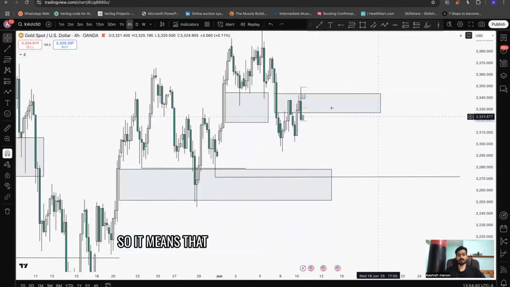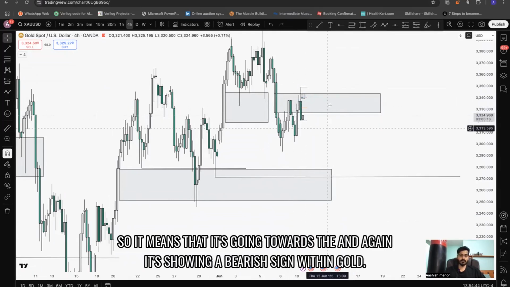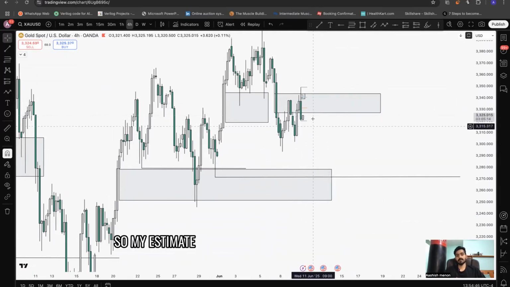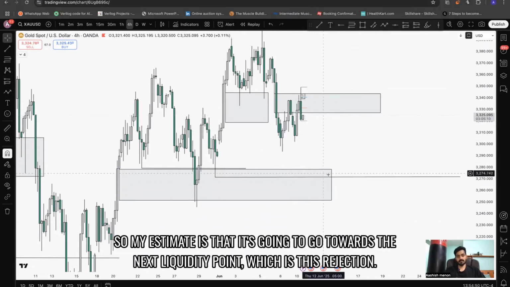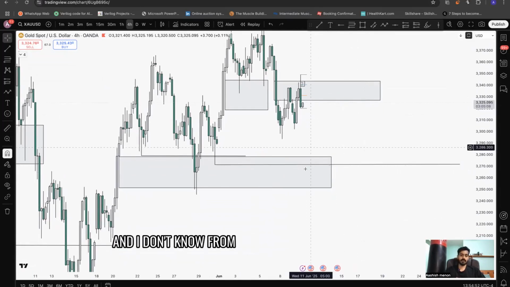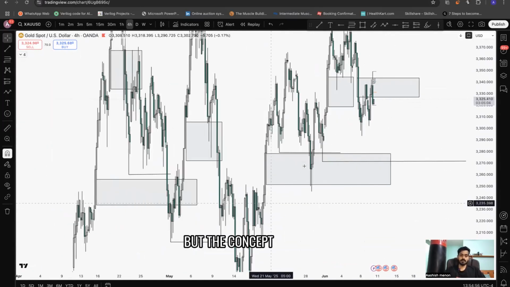So again, it's showing a bearish sign within gold. My estimate is that it's going to go towards the next liquidity point, which is this rejection. Okay, and I don't know from there where it's going to go. But the concept is sound.